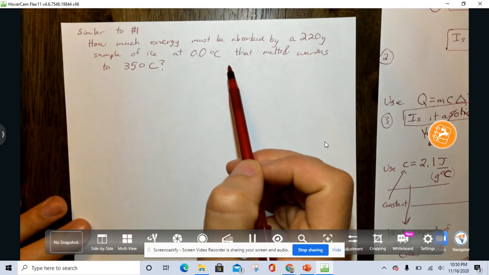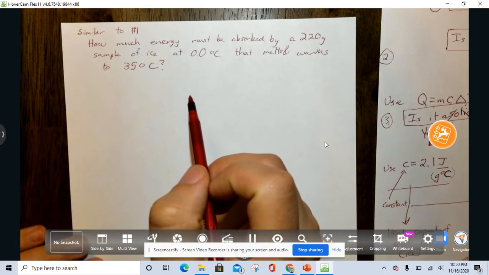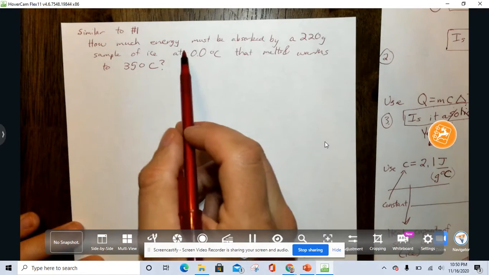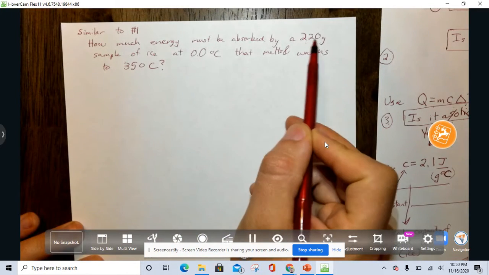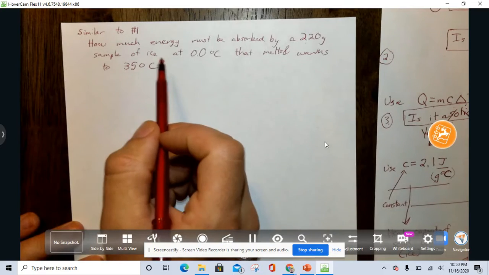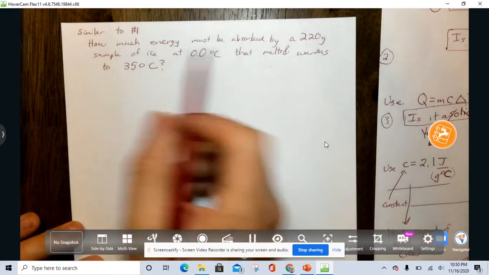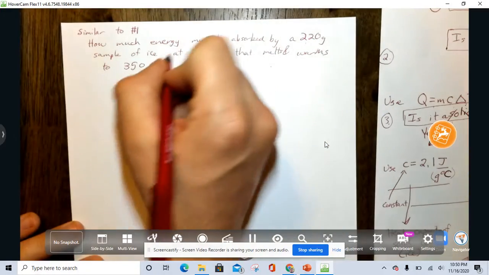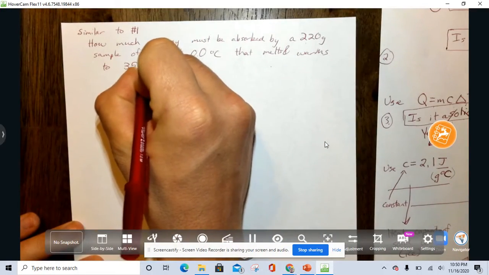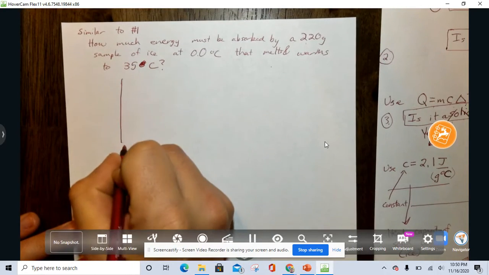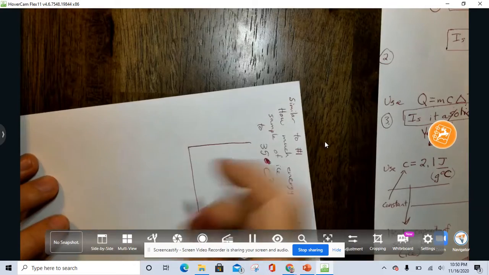Now we're going to actually talk about a multi-step problem. Say you had the prompt: how much energy must be absorbed by a 220-gram sample of ice at 0 degrees Celsius that melts and warms to 35 degrees Celsius? So, as always, we start with our temperature time graph.